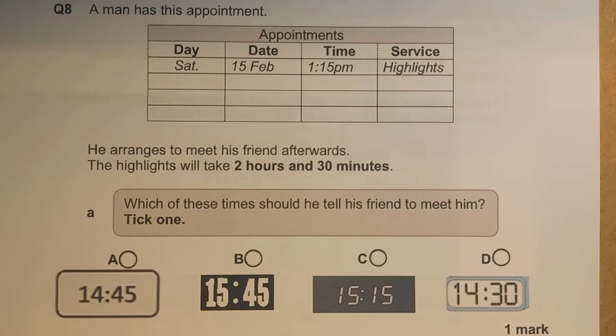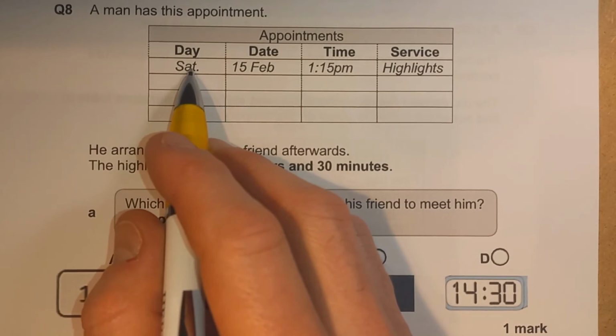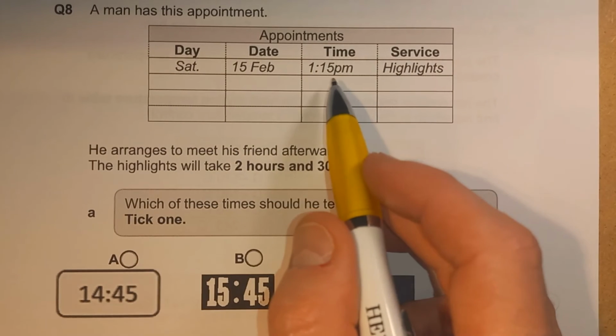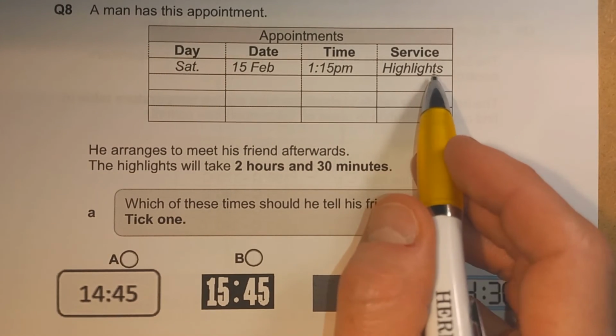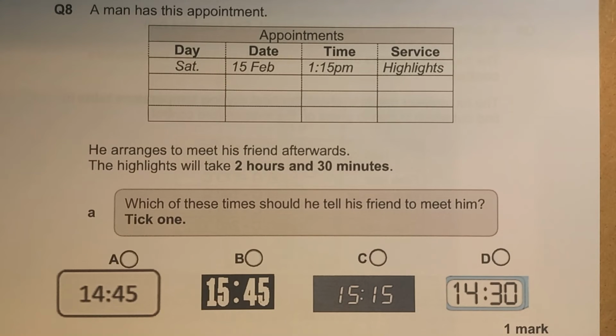Question 8. A man has this appointment. So if we look at the appointment here, we've got Saturday, the 15th of February at 1:15 p.m., so in the afternoon, and he's getting highlights done. He arranges to meet his friend afterwards. The highlights will take 2 hours and 30 minutes. Which of these times should he tell his friend to meet him?